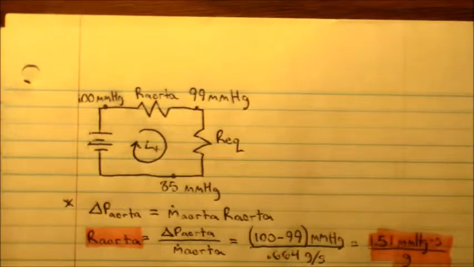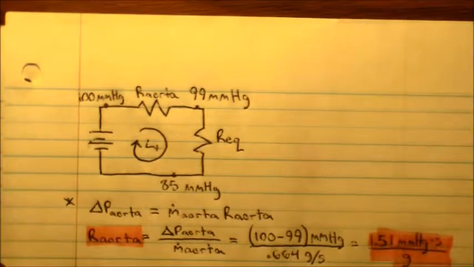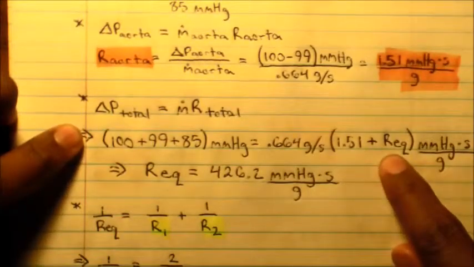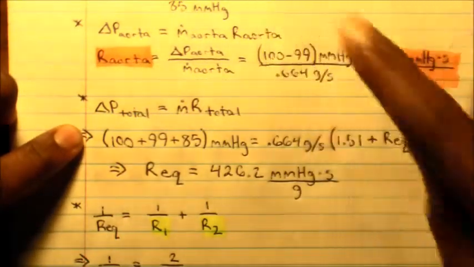After solving for that, we can say that the total pressure equals the mass flow rate times the total resistance. And that enables us to solve for the equivalent resistance in this circuit.